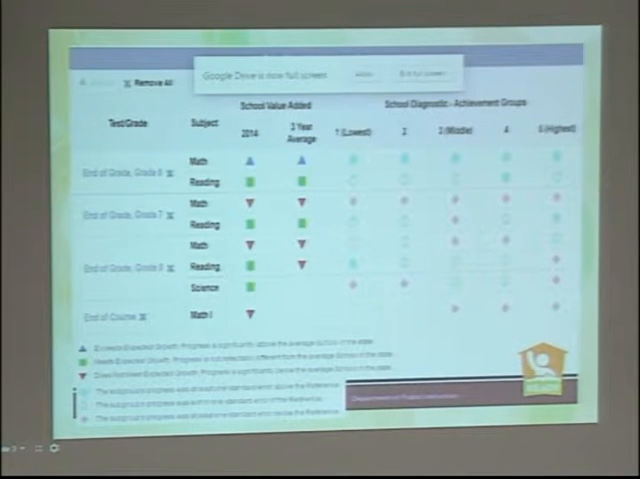So middle schools, you have a ton of data. Elementary and high school, a little bit less. And right there, I can look at my school and see by quintile how my groups of students are doing, how I'm doing with my groups of students. What can you see from that data up there?